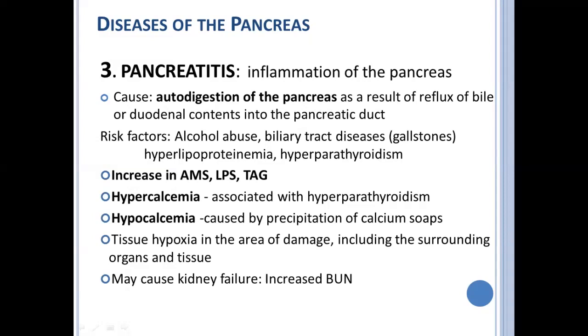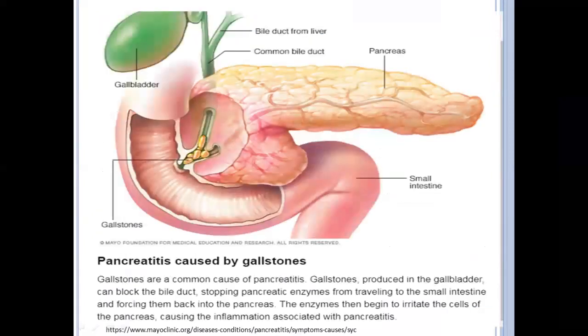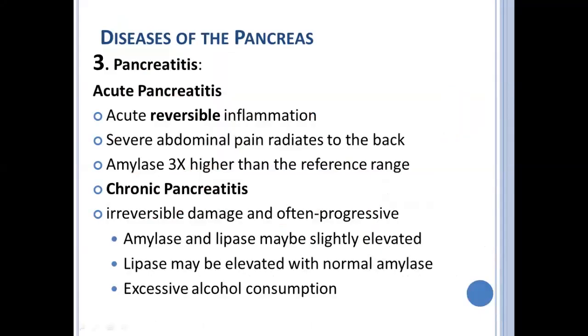Now, pag namaga yung pancreas mo, this can actually affect also the surrounding organs and tissue. So pati yung kidneys, this may cause kidney failure. So there is what we call increased BUN in case of pancreatitis. So here now, punta na tayo, there are two types of pancreatitis. You have the acute and the chronic pancreatitis.